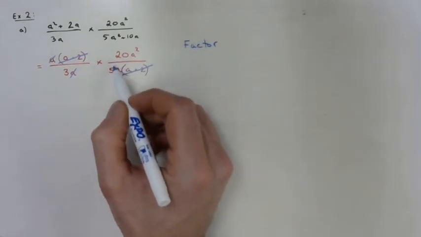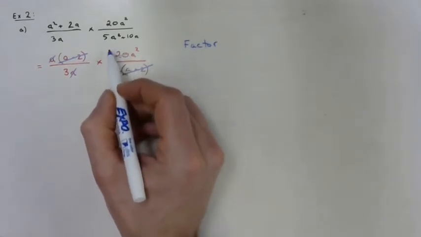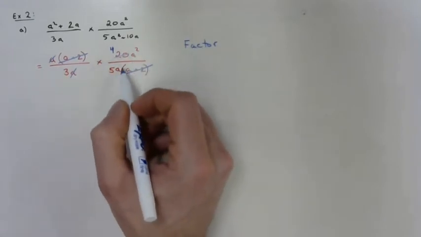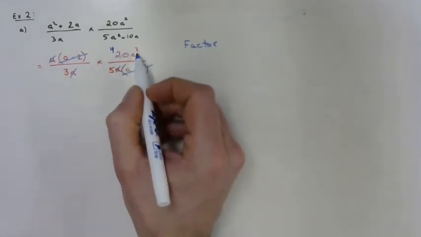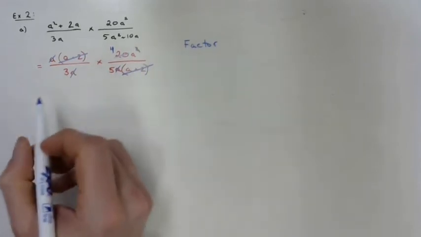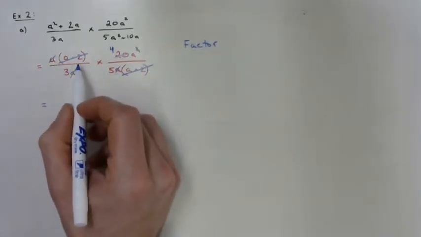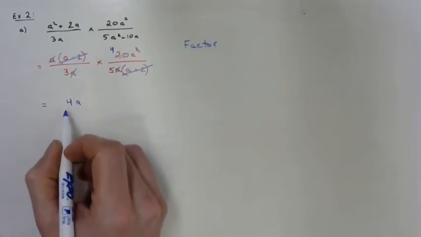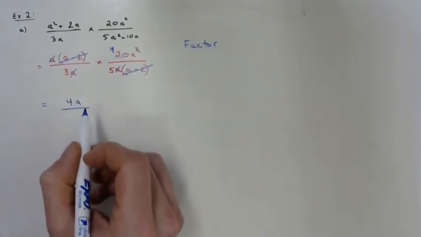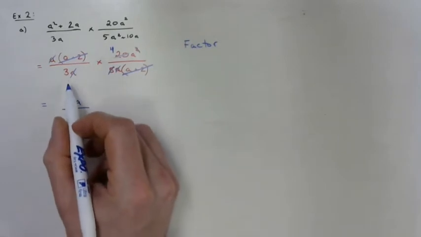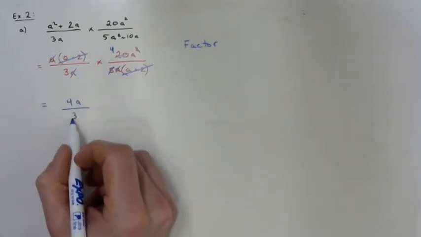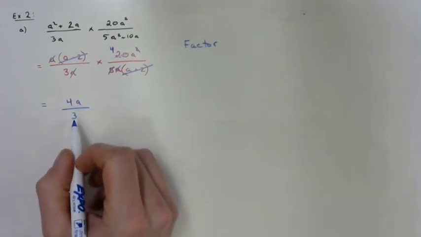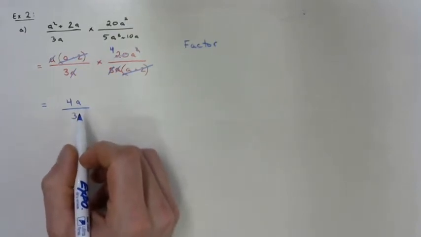What about 20 divided by 5? That's going to be 4 over 1. And a squared over a, just a. It's just going to leave an a in the numerator. So what's left? I have to look a little bit carefully, but I have 4a in the numerator, and I have 3 in the denominator. So I have 4a over 3, or 4/3 a.